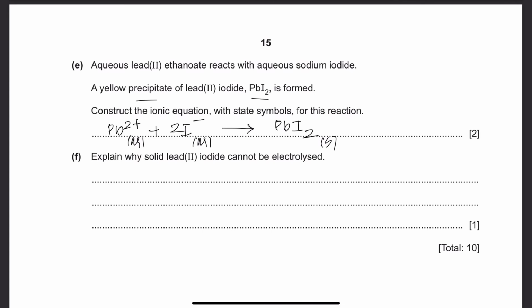Explain why solid lead iodide cannot be electrolyzed. Now why can't solid lead iodide be electrolyzed? Beautiful, easy stuff. What do we need for an electrolyte? Solid lead iodide is not an electrolyte. Why? Because it cannot conduct electricity. And why can't it conduct electricity?